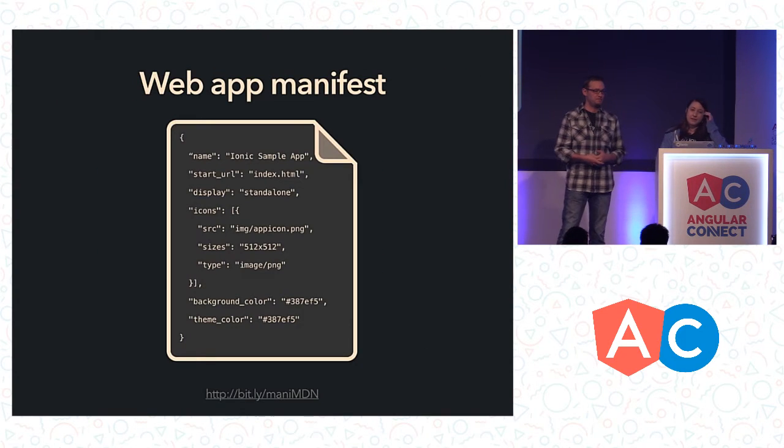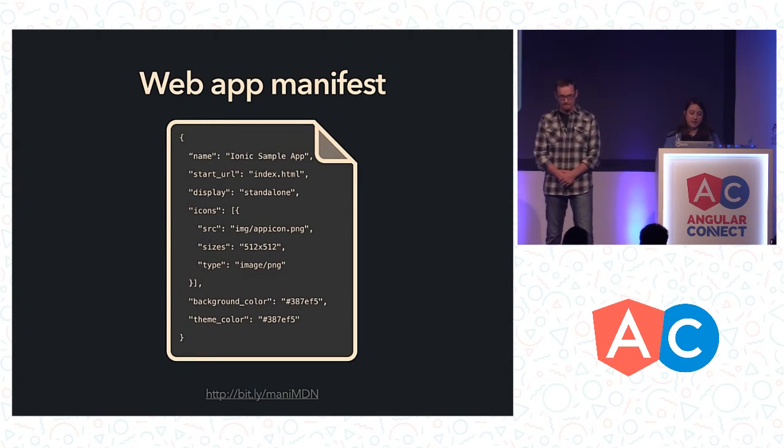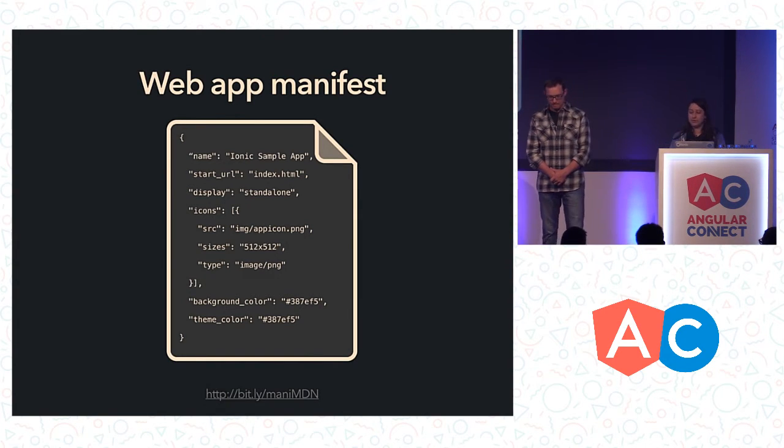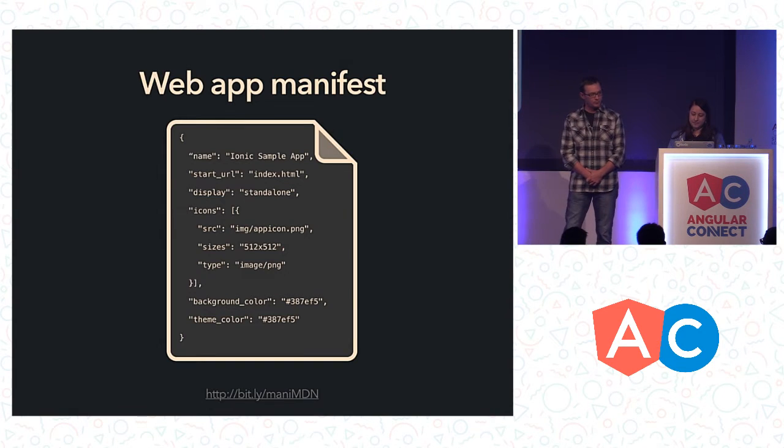So the first thing that you need to add to create a progressive web app is a web app manifest. And this is a sample of a manifest file taken from one of our Ionic starters. You can see that it's really simple, and all it is is basically a JSON file that gives the browser information about your application, such as what icon to use when it saves it to the home screen and what theme color to use whenever it launches.